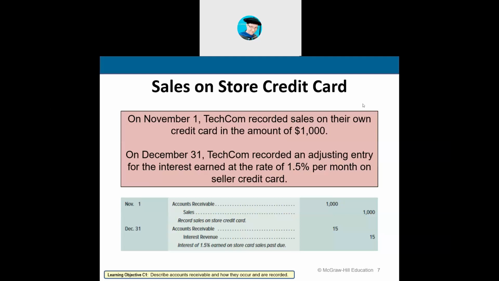So looking at this first transaction, on November 1st, the company recorded sales on their own credit card in the amount of $1,000. Some stores have their own credit card. An example of that would be your Macy's store card.